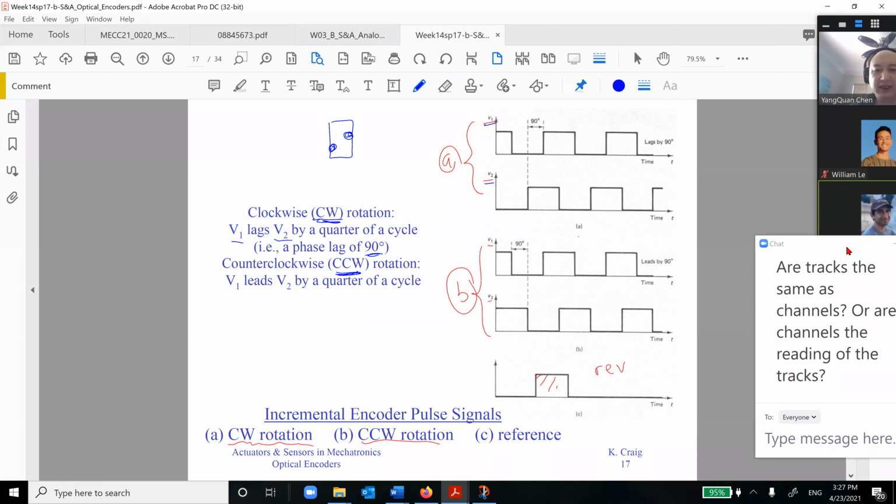And we also have pulses in here. If I see one pulse in here, I know this is one revolution. If I see another pulse in here, this is another revolution. So this is revolution K, this is revolution K plus 1. This pulse is an indicator of how many revolutions, and in between we count how many pulses we see.